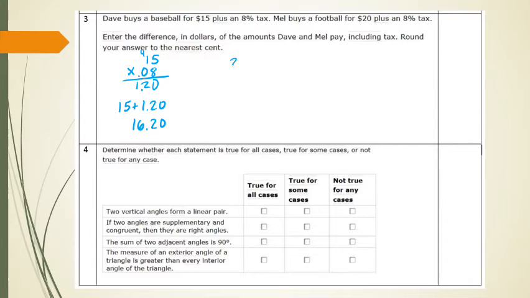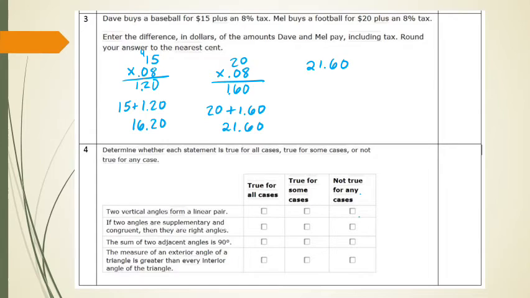Mel is going to pay $20 plus an 8% tax. So I'm going to find 8% of $20. So 8 times 0 is 0. 8 times 2 gives me 16, so I get $1.60, and I'm going to go ahead and add 20 plus $1.60 for my tax getting added in. At that point I get $21.60, and now I'm going to find the difference of those two prices.